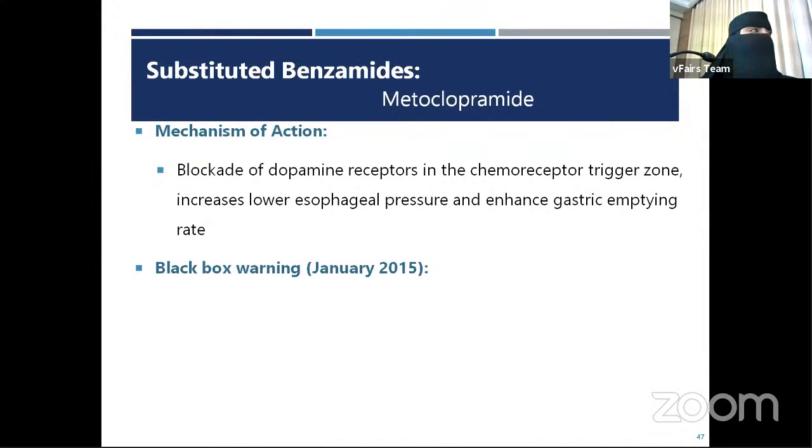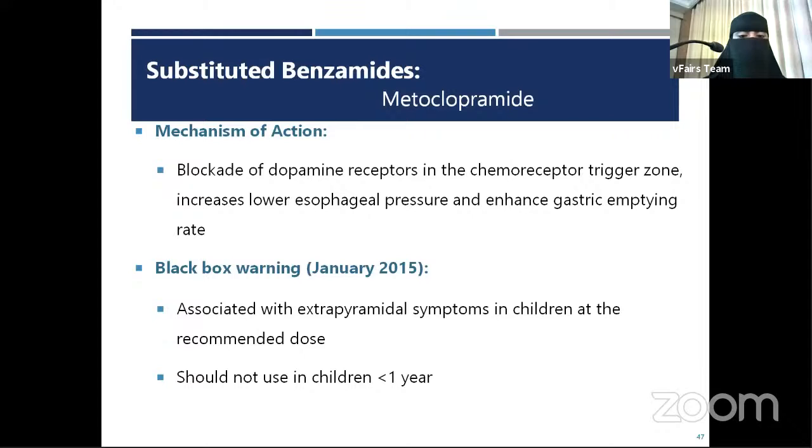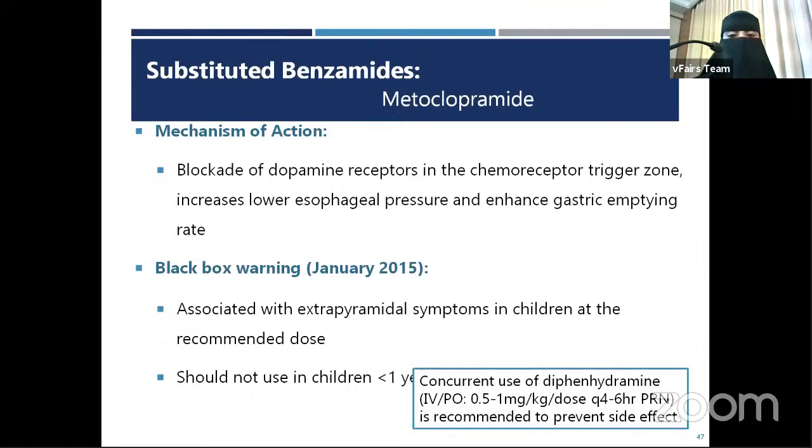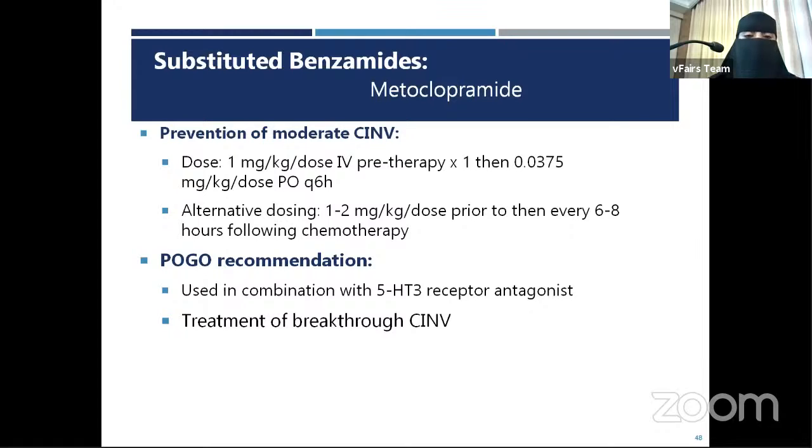Last but not least, the metoclopramide, which works by inhibiting dopamine at a low dose, while high-dose metoclopramide can inhibit serotonin. In 2015, the FDA issued a black box warning for metoclopramide. It is associated with extrapyramidal symptoms in children at the recommended dose. That's why we use diphenhydramine to prevent these adverse effects. Here are the doses based on the Pediatric Oncology Group.